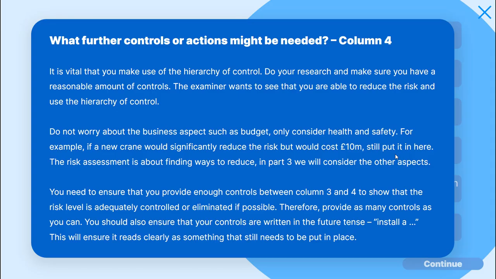For example, if a new crane would significantly reduce the risk but would cost £10 million, still put it in here. The risk assessment is about finding ways to reduce. In part 3, we will consider other aspects. You need to ensure that you provide enough controls between column 3 and 4 to show that the risk level is adequately controlled or eliminated if possible. Therefore, provide as many controls as you can.